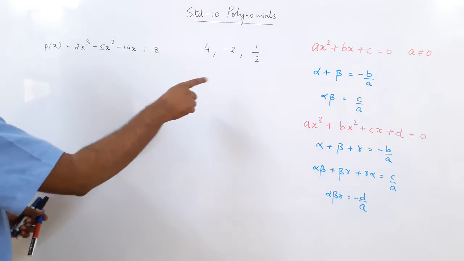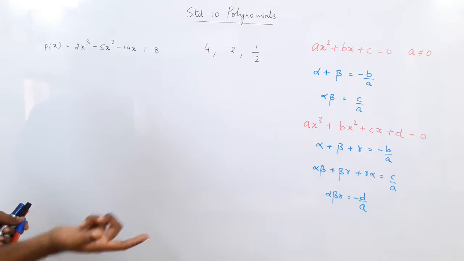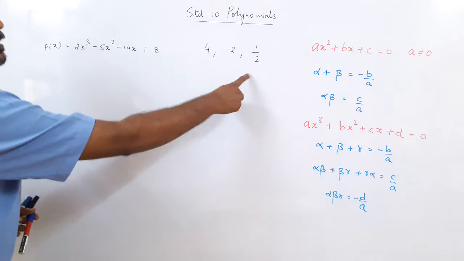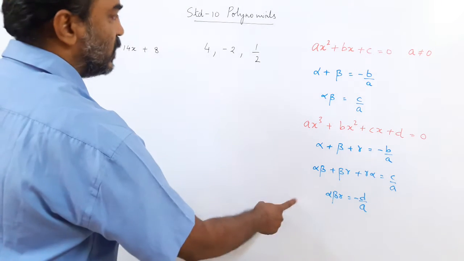Then you will do the actual division. After you get the division, you get a quadratic equation, and then you will solve the equation to get the roots. So these are the roots. Now what are we going to do? We are going to verify the three roots. Now for the cubic, let us verify.